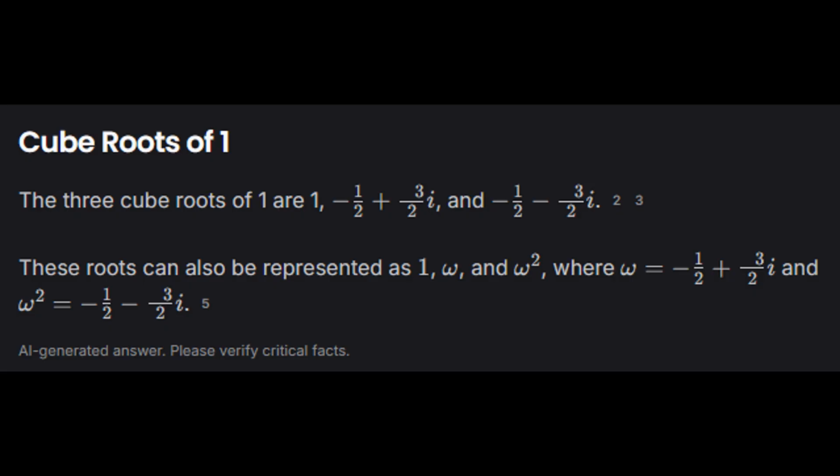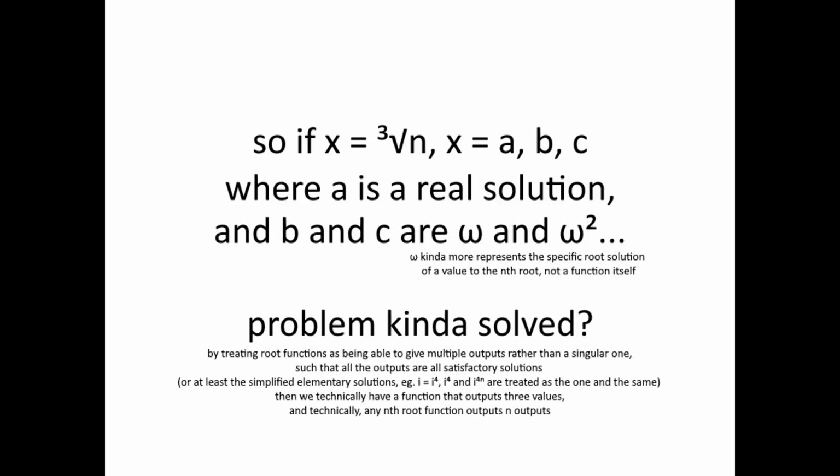Then I remembered that the cube root of 1 technically has 3 answers and it's not just 1. If you allow for more complex solutions, there's actually 3 different roots that it can equal. So if we treat the cube root of n, where a is a real solution, b and c are like omega and omega squared, such that when you cube omega you get omega cubed, which is the same thing as the real solution, the main thing.